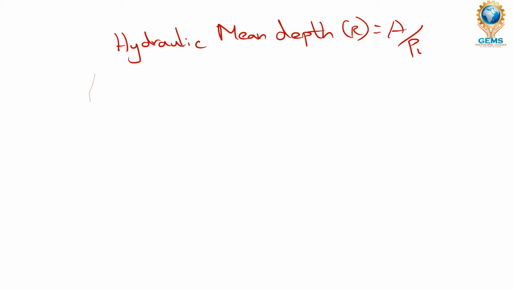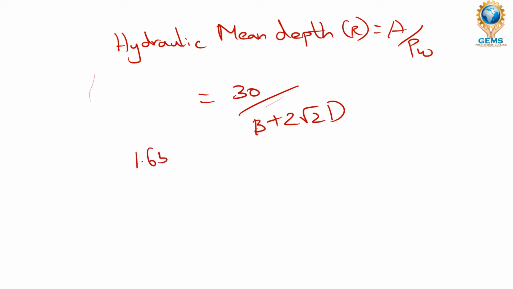Actually, the hydraulic mean depth R is equal to A by P_w, right? And you know what A is, that is 30 divided by b plus 2 root 2 d. This is our known value for hydraulic mean depth, and you know the R value that we have found, which is 1.65, which is equal to 30 divided by b plus 2 root 2 d. This is our value.